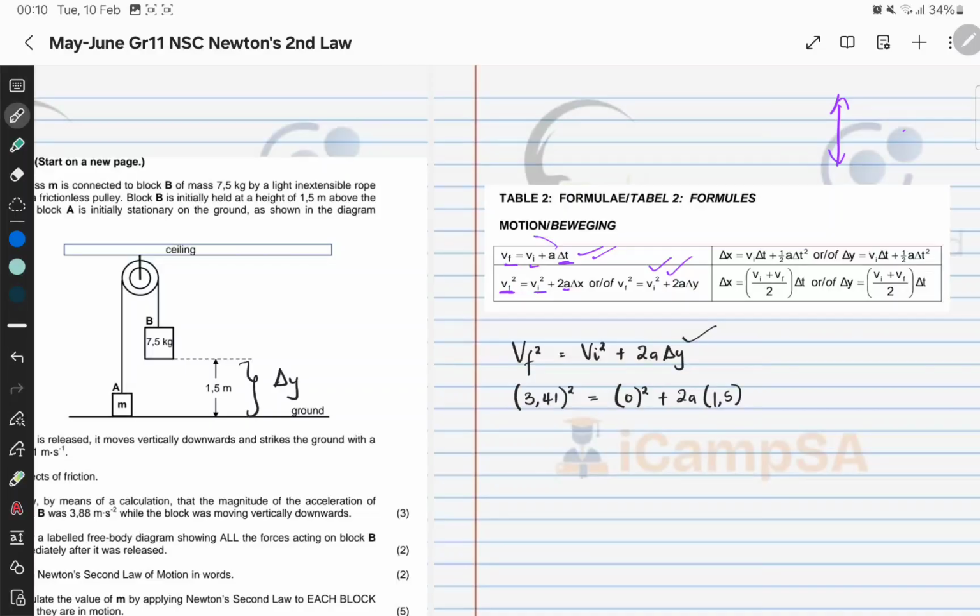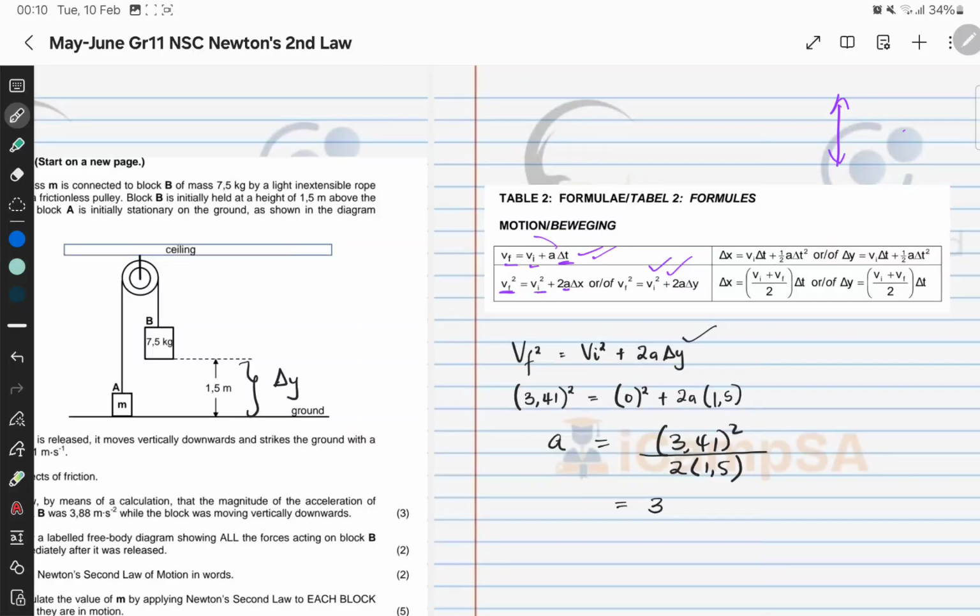The distance it travels from the height at which it was held until it hits the ground. It's 1.5 meters, okay? Now we can divide both sides by 1.5 and find our answer. We find that A, if you want, you can just say 3.41 squared over 2 times 1.5. You know, we divide both sides by 2 times 1.5. If you remember your maths and making things subject of the formula.